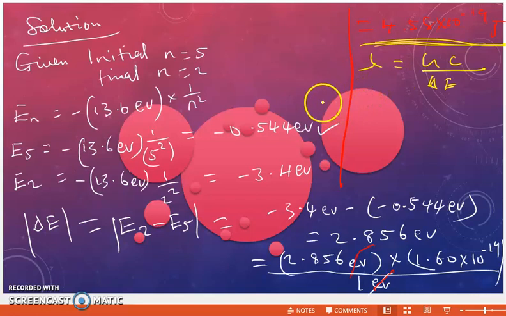So to get the wavelength, we simply plug in the value for h, which is usually given. The value for h is 6.63 times 10 to the power of negative 34.